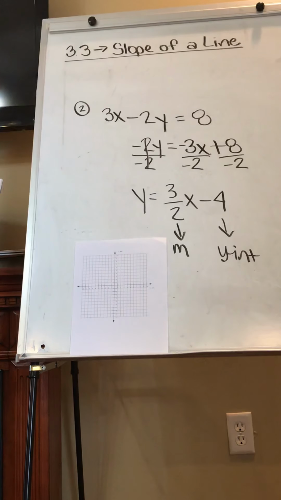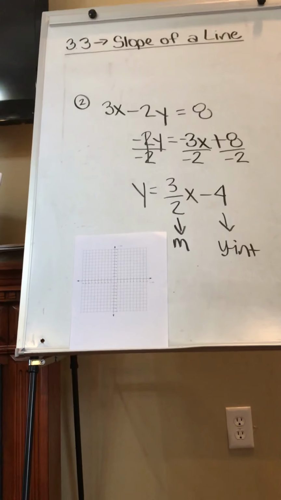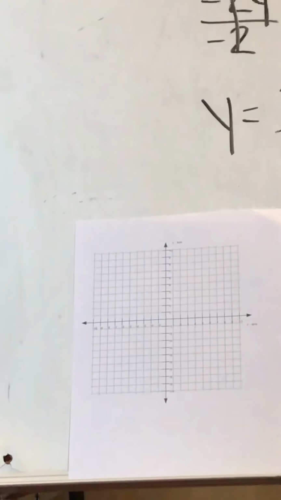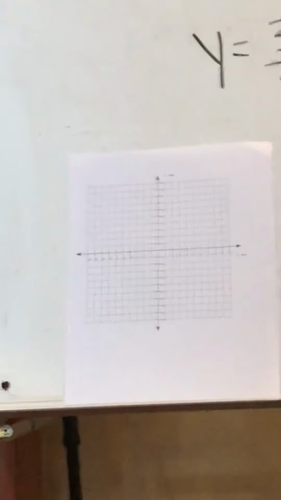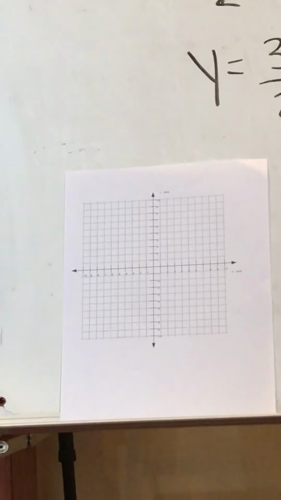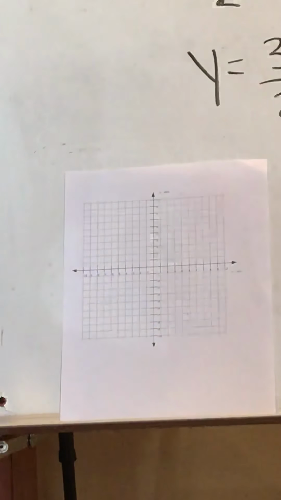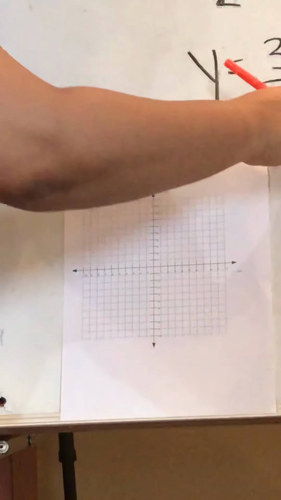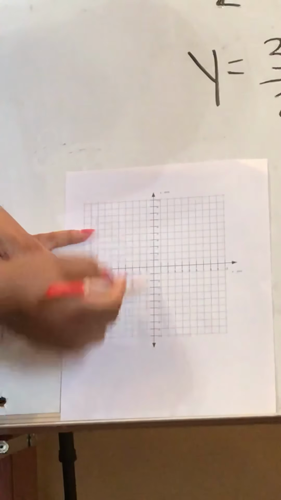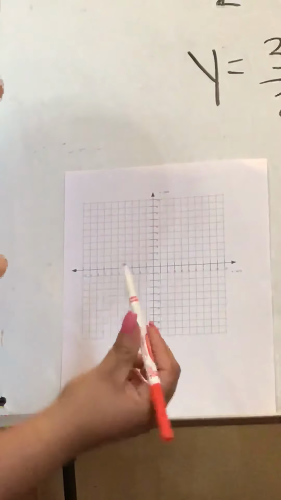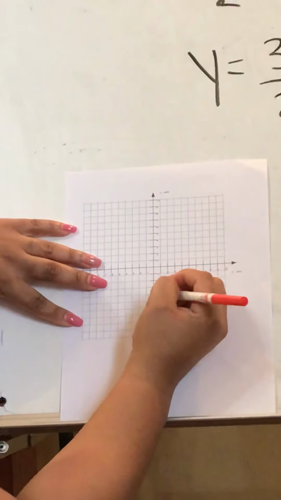And if we were to graph, I'll zoom in. We will put our first point on the y-axis at negative 4. Keep in mind that the y-axis is going up and down. So at negative 4, we will put our first point.